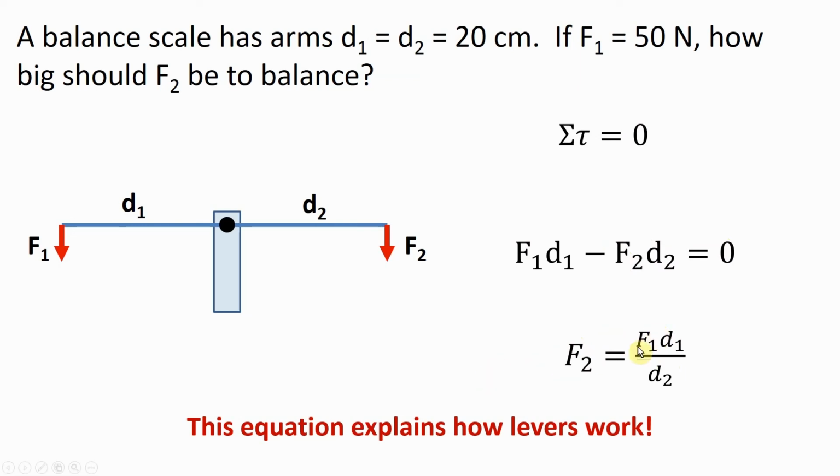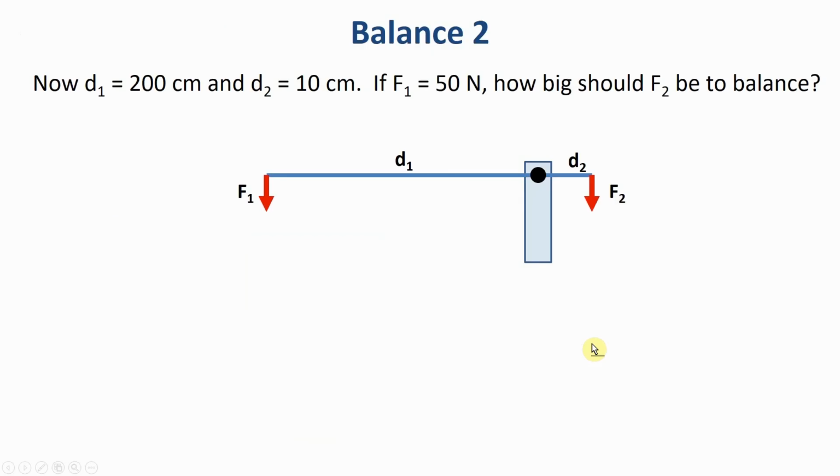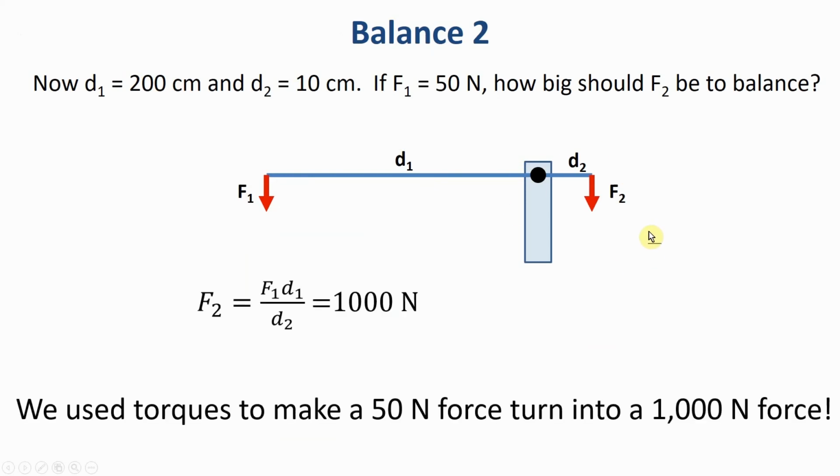The amount of force I need to balance depends on d1 and d2, and if they're not equal, F2 could be a lot different from F1, and everything could still be perfectly balanced. So, more extreme example. If d1 is 200 centimeters and d2 is 10, now my balance scale looks like this. If I hang 50 newtons off the left, how much do I need on the right? Well, I have the same torques in the same equation. So copying and pasting from the last time and solving for F2, I now get 1,000 newtons. I can use torques and levers to turn a 50 newton force into a 1,000 newton force. This is why levers are a powerful, powerful thing.